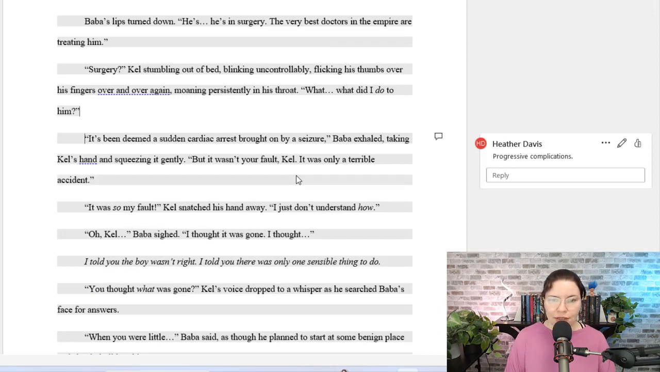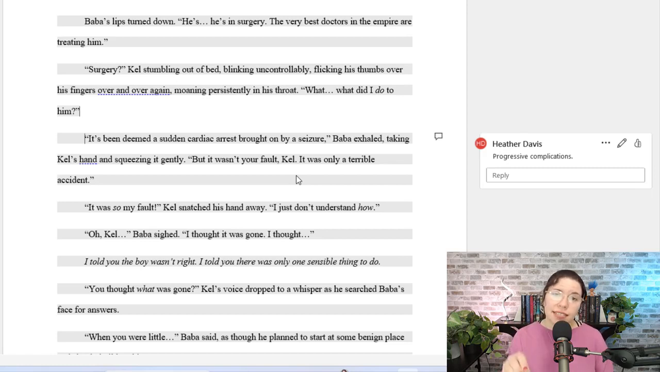Baba's lips turned down. He's in surgery. The very best doctors in the empire are treating him. Surgery? Kel stumbled out of bed, blinking uncontrollably, flicking his fingers over his thumbs again and again, moaning persistently in his throat. What did I do to him?